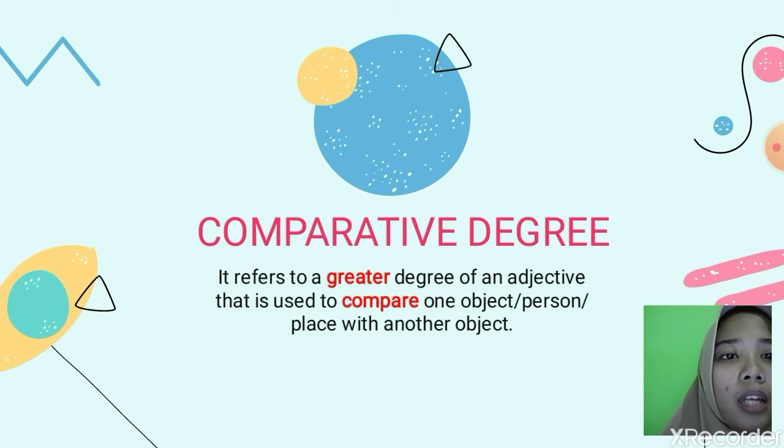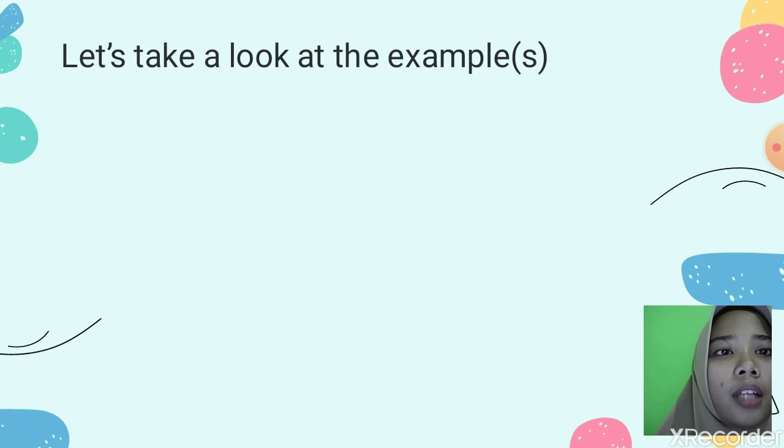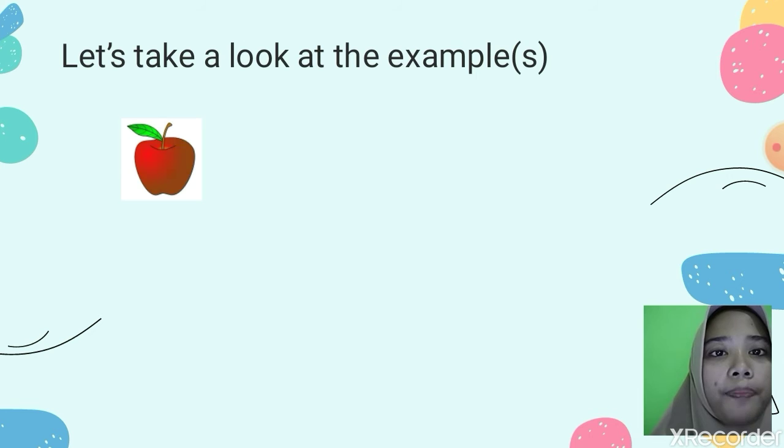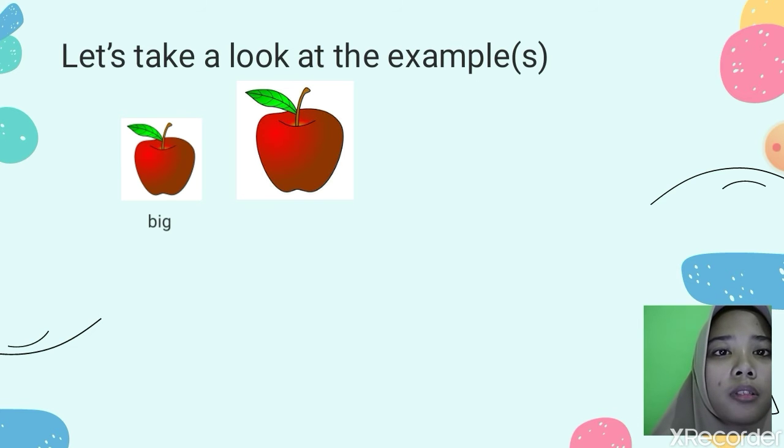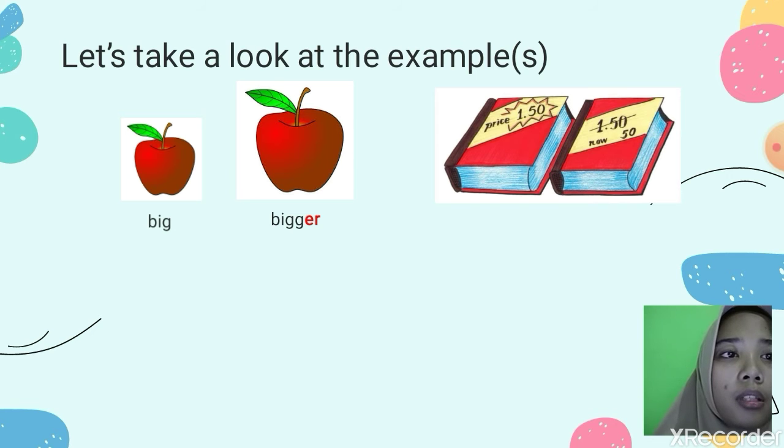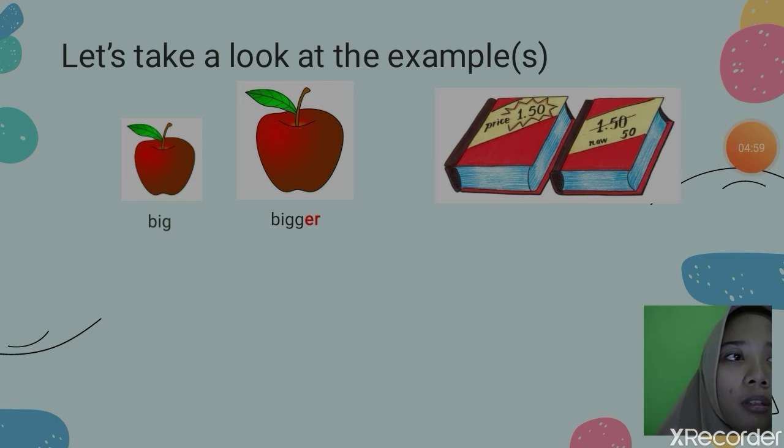Next is the comparative degree. It refers to a greater degree of an adjective that is used to compare one object with another object. Let's take a look at the example directly. There are two apples here, and the first description is this apple is big, and the next one is bigger, and the next example is cheaper.